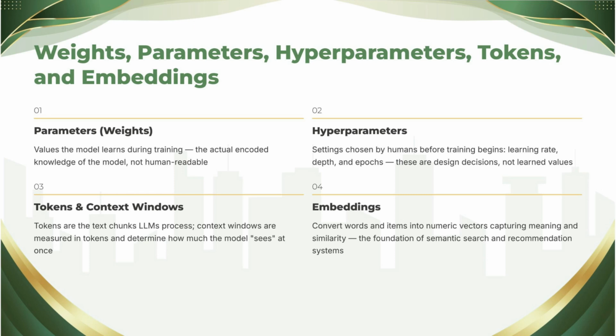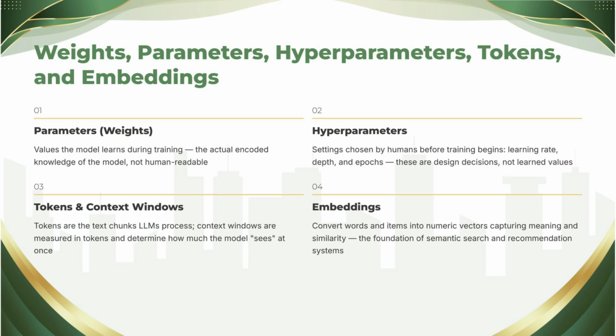Think of a massive sound mixing board in a music studio with millions of tiny sliders. Each slider slightly changes the final sound. Training a model is the process of nudging all those sliders until the output sounds right. Those sliders are the parameters and their positions are the weights. When you hear that a language model has 70 billion parameters, it means 70 billion sliders were tuned during training.